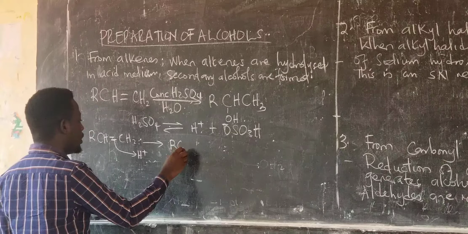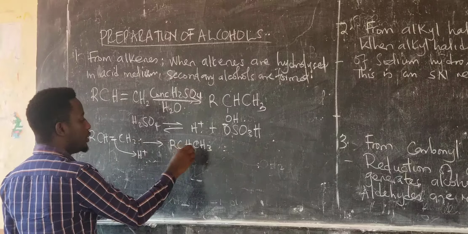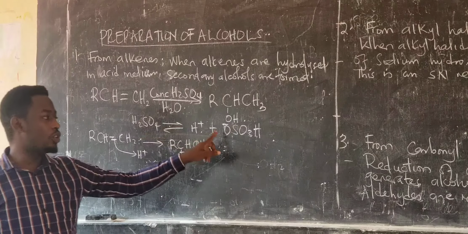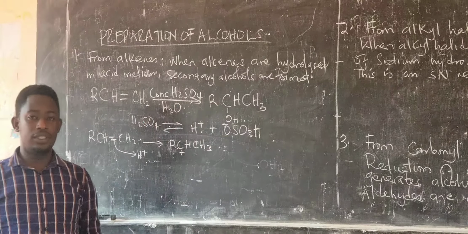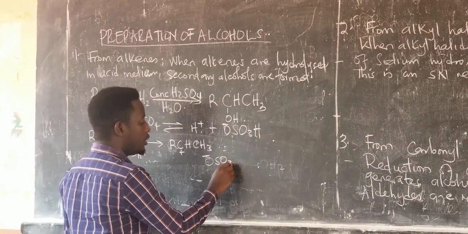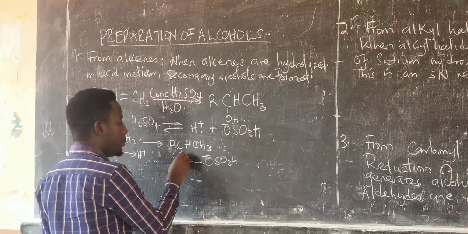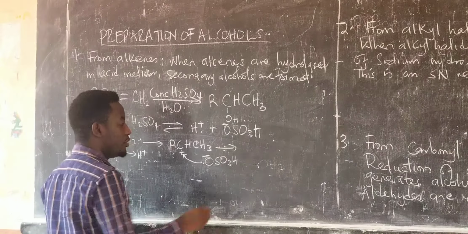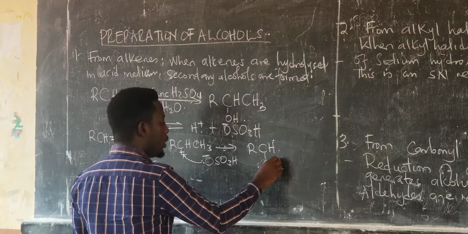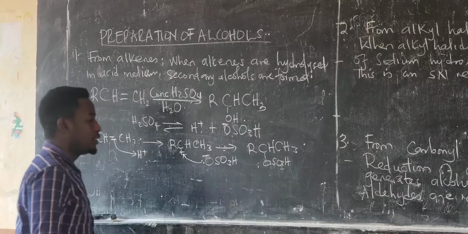a carbocation, RCH, then positive, then CH3, CH3. Now this carbocation, before it is attacked by water, it can also be attacked by this hydrogen sulfate. Hydrogen sulfate is also a nucleophile, as the oxygen has lone pairs of electrons. It uses them to attack that carbocation, leading to the formation of RCH, O, SO3H, then CH3, CH3.